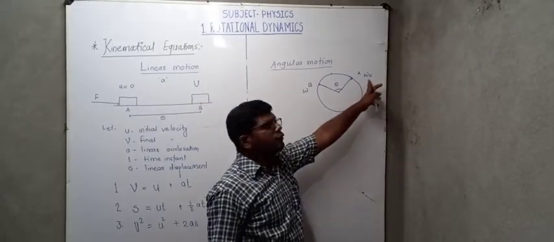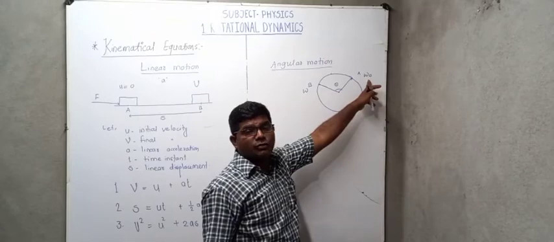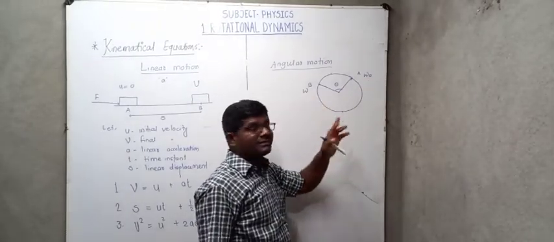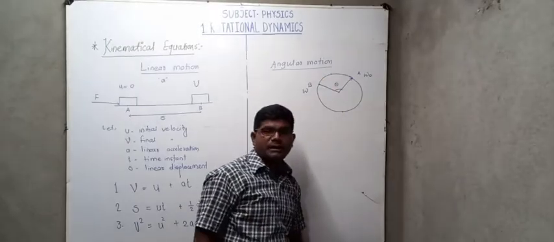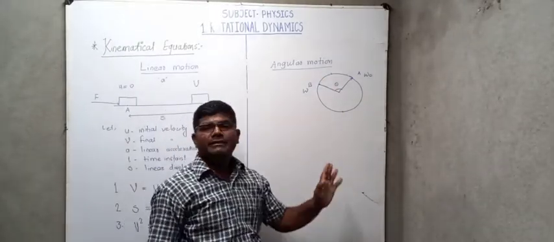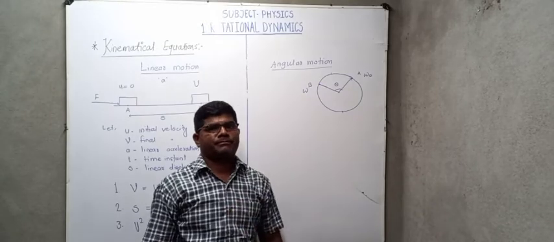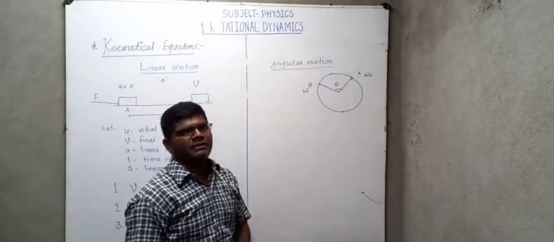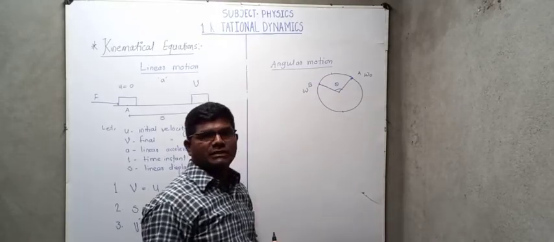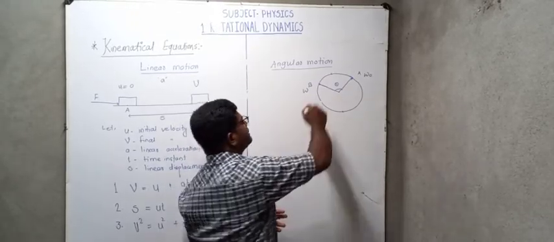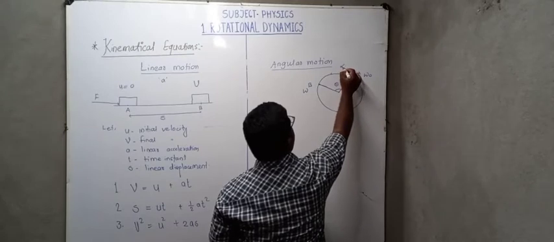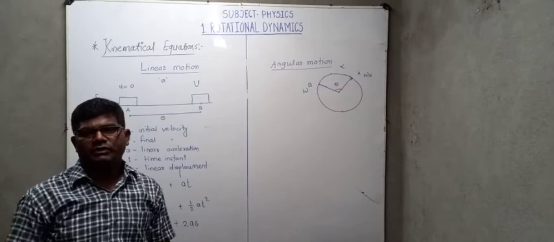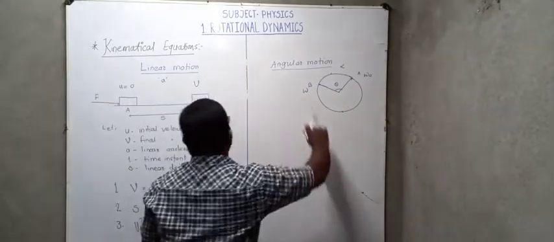Here initial angular velocity is omega 0, here final angular velocity is omega. That means the velocity of the particle or body is not the same, it changes with respect to time. That means here also acceleration is produced. This acceleration is called angular acceleration and denoted by alpha.